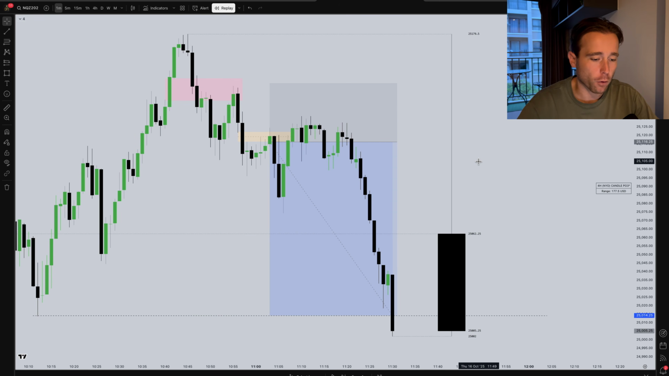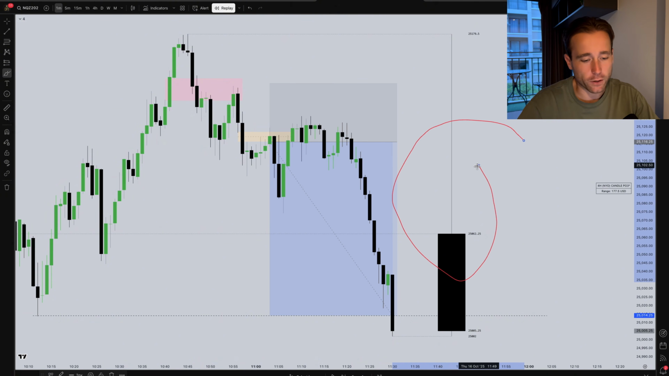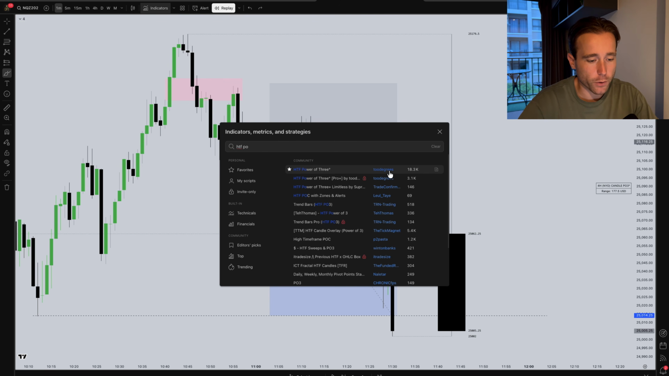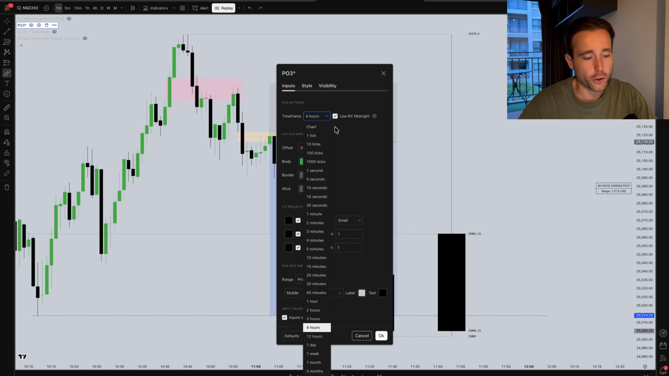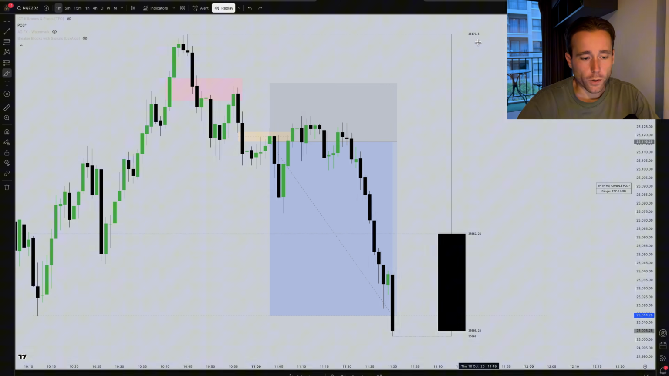I've traded this setup multiple times this week with almost all wins. And many people ask me what this massive candle is. It's an indicator. If you go to indicators, type in Higher Time Frame Power of 3. If you click on that and go to settings, make sure it's set to the 4-hour time frame. So what we're going to do is trade this massive 4-hour candle.